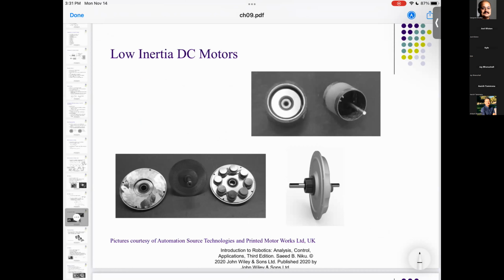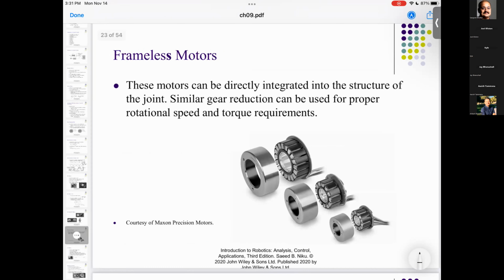Nowadays you can see these pancake type of motors, which are the low inertia DC motors, and they are commonly used in a lot of applications, wherein you can see this long winding is sort of squished, and these are called pancake motors. Nowadays, there is a frameless motor wherein the motors are directly integrated into the joint. And please understand these motors are expensive, and gear reduction or maybe a harmonic drive is needed to achieve the performance specs of the robot.